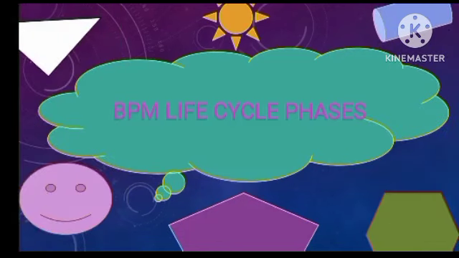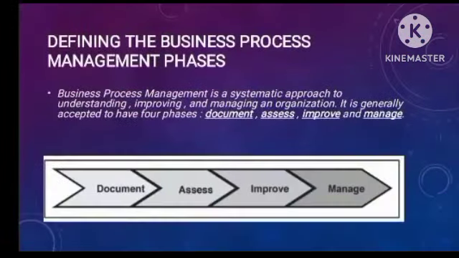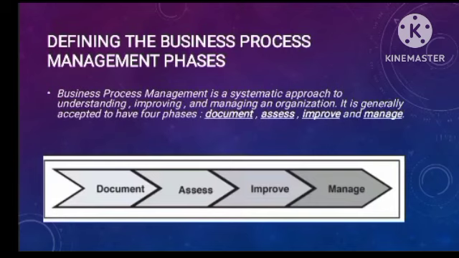Cañaveral, and now we are going to talk about the BPM, or the Business Process Management phases. Defining the business process management phases. Business process management is a systematic approach to understanding, improving, and managing an organization. It is generally accepted to have four phases. We have the document, assess, improve, and manage.